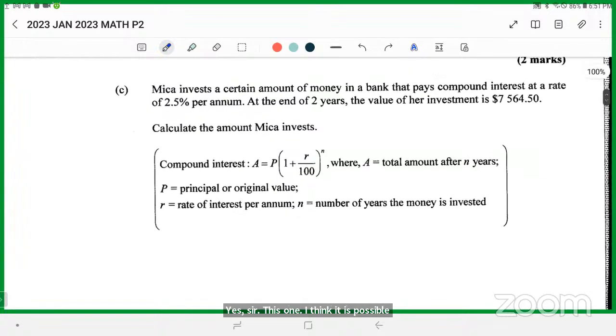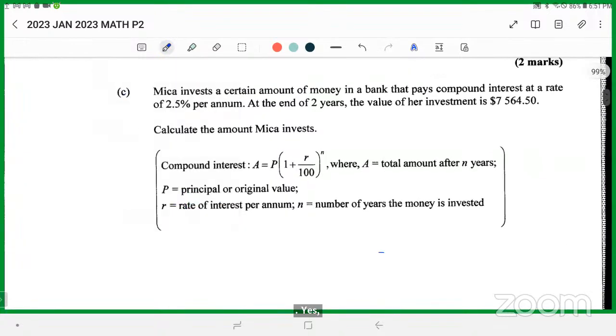Yes, sir. All right. This question says, Mika invests a certain amount of money in a bank that pays compound interest at a rate of 2.5% per annum. At the end of 2 years, the value of her investment is this. That's the total amount she has.